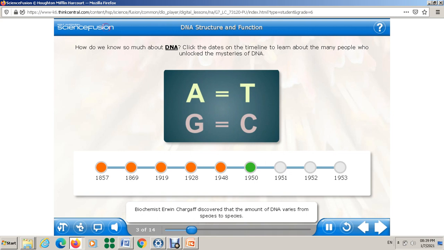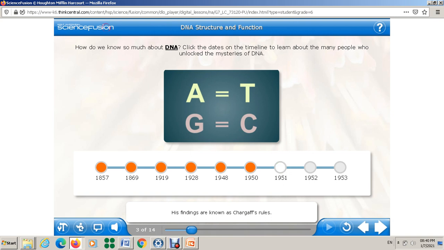Biochemist Erwin Chargaff discovered that the amount of DNA varies from species to species. He also discovered that within a species, the amount of adenine within DNA is always the same as the amount of thymine. In addition, the amount of guanine within DNA is always the same as the amount of cytosine. His findings are known as Chargaff's rules. Chargaff's rule is very, very important to know.